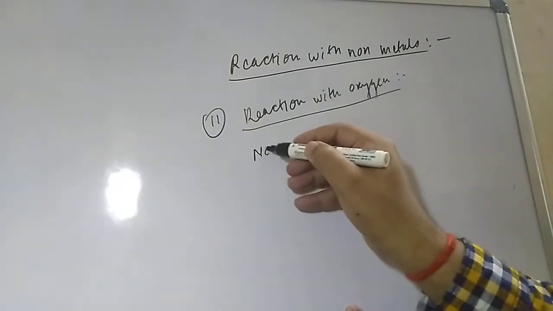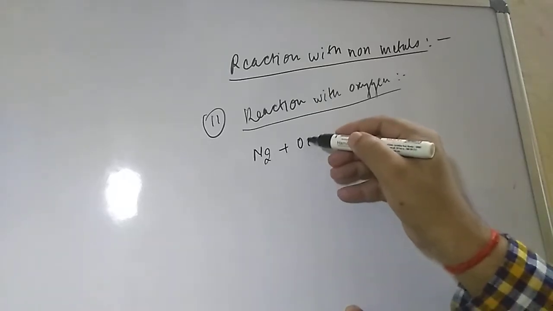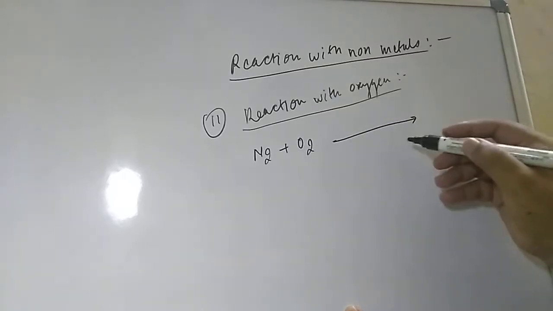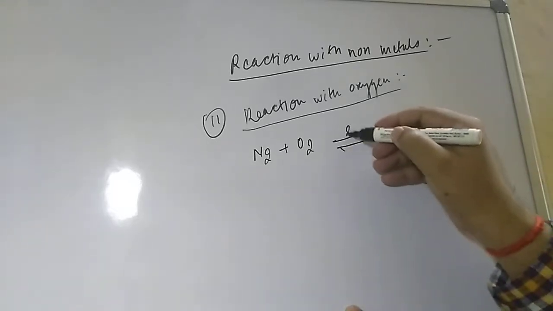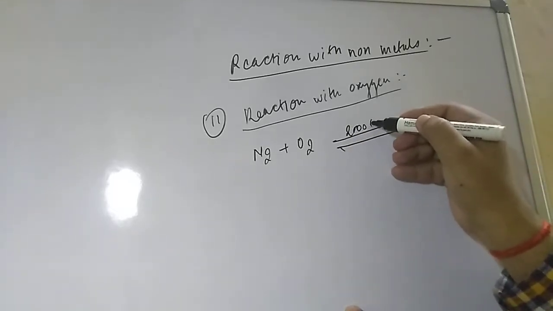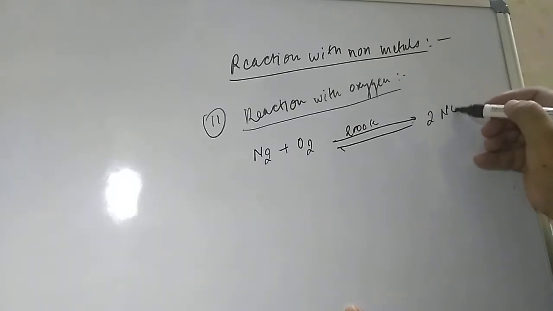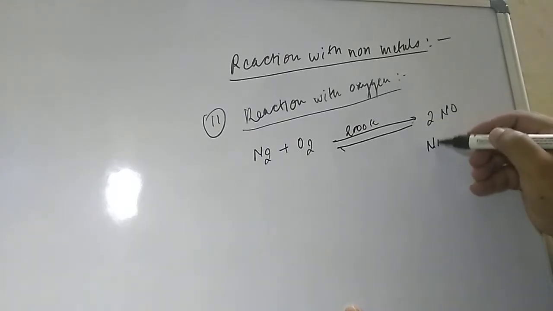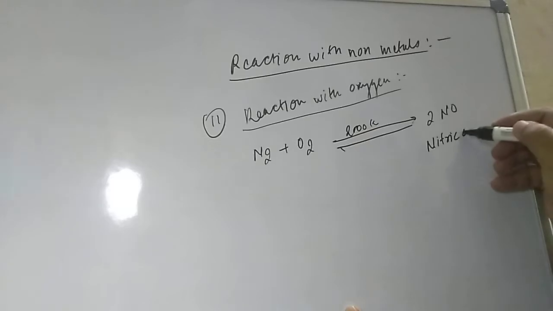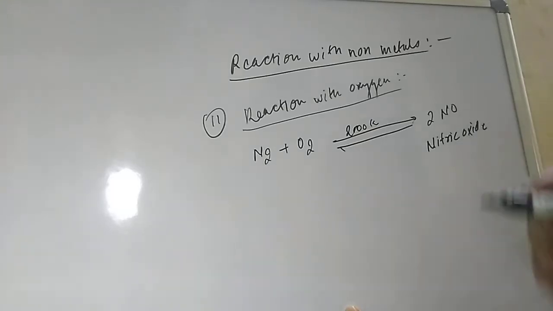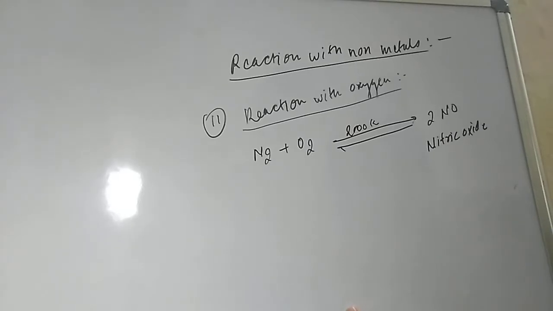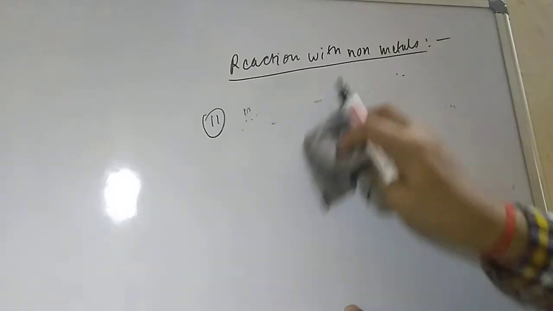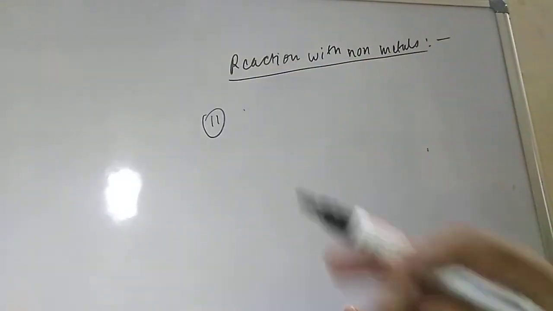If nitrogen is reacting with oxygen, and you are managing the temperature, a reversible reaction will be there. At 2000 Kelvin temperature, it will give 2NO. This is nitric oxide. So nitrogen reacts with oxygen at 2000 Kelvin temperature and gives nitric oxide.